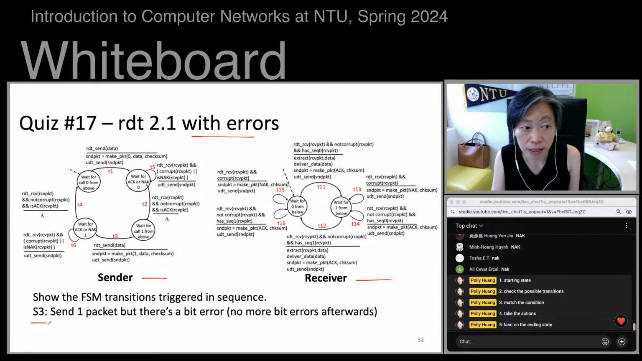And in quiz 17, scenario 3, let's send 1 packet. So we are now back to this starting state for the sender and receiver. Let's send 1 more packet. So 1 more packet is coming from the application layer. But there is a bit error in the data packet, but no more bit errors afterwards. Okay, so show the finite state machine transitions triggered in sequence until the whole system stabilizes.